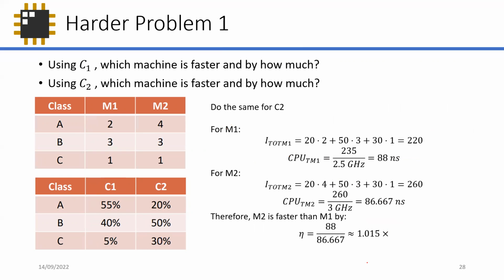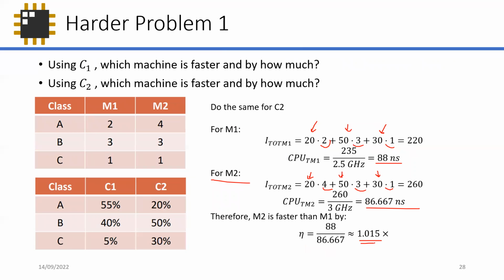Pretty easy. For the case of C2, you actually use the same cycles per instruction as the previous one, but you change the number of instructions being affected. And bottom line, between 88 nanoseconds and 86.67 nanoseconds, machine 2 is definitely faster, but by only a little.